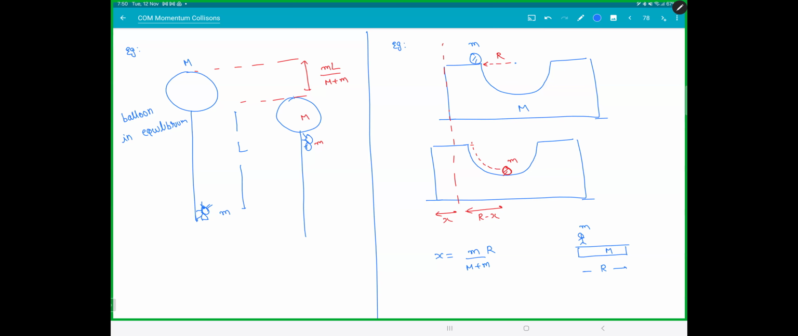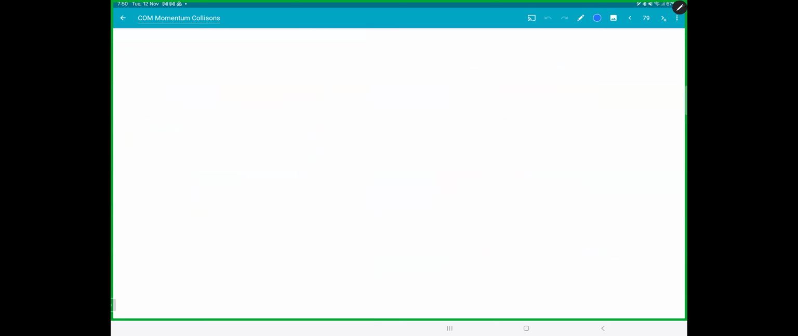So this question can be asked multiple ways. Next thing: potential energy of center of mass.